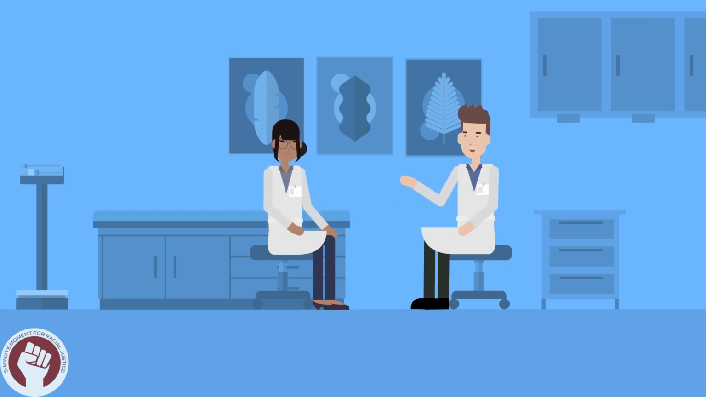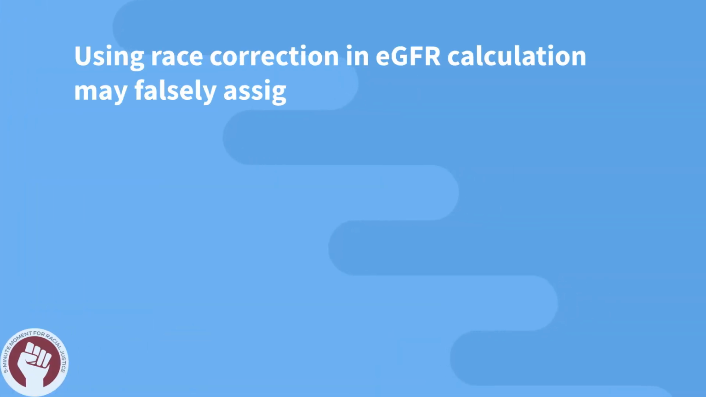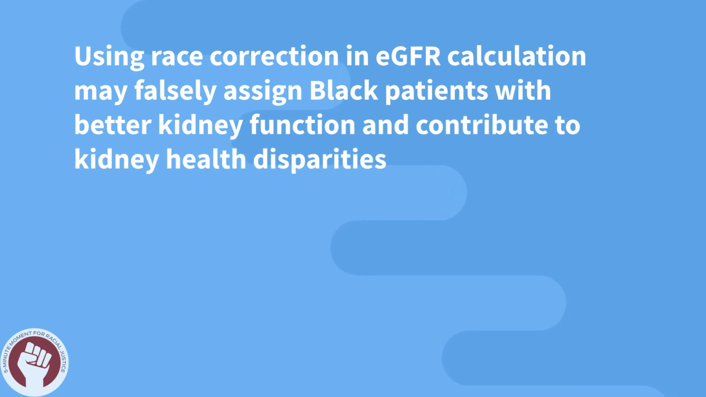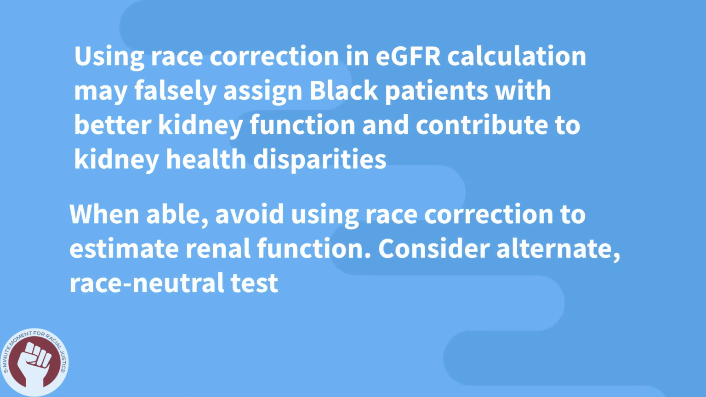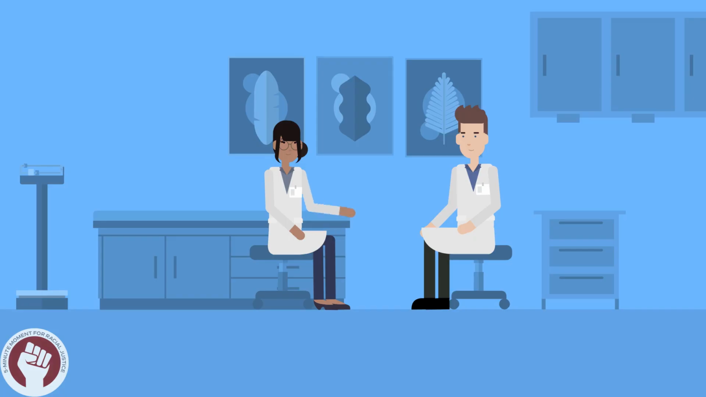Well, from what we discussed, I learned that using race correction in EGFR calculation may falsely assign Black patients with better kidney function and contribute to kidney health disparities. When able, avoid using race correction to estimate renal function. Consider alternate race-neutral tests, such as the cystatin C instead. Fabulous! Let's go see him together.